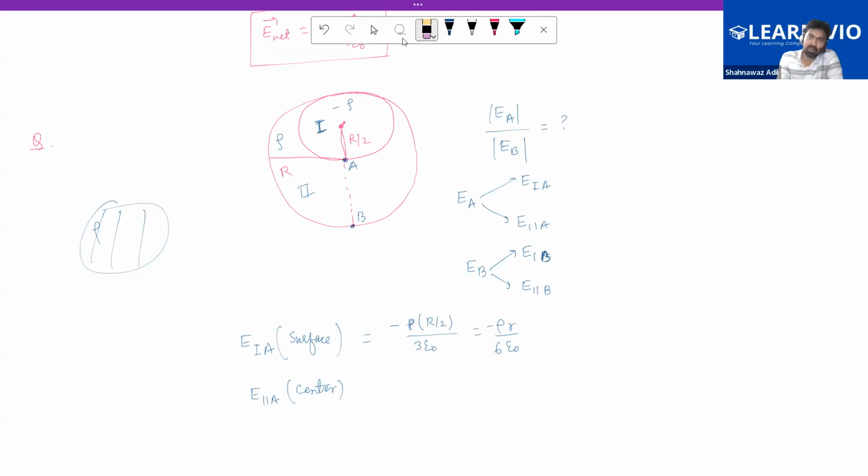So what would be the electric field? I guess people are joining, right? So directly 0, right? So if I calculate the electric field at A point, that would be E1A plus E2A, which would be simply minus rho r by 6 epsilon. So this is simply EA mod, which would be simply rho r by 6 epsilon, right? So that we have calculated.